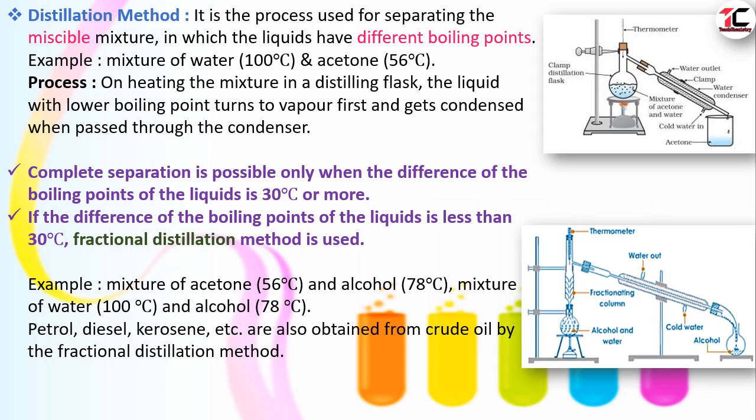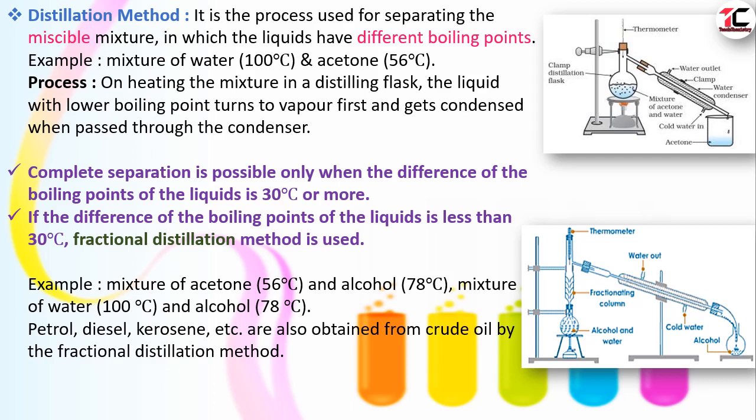What is the work of the thermometer here? It maintains the temperature of 78 degrees Celsius, that is the boiling point of alcohol. When the vapors of alcohol come out and pass through the condenser, they condense and we get liquid alcohol again, and water will be left behind. So by this method we can separate alcohol and water. Petrol, diesel and kerosene are also obtained from crude oil by the fractional distillation method.